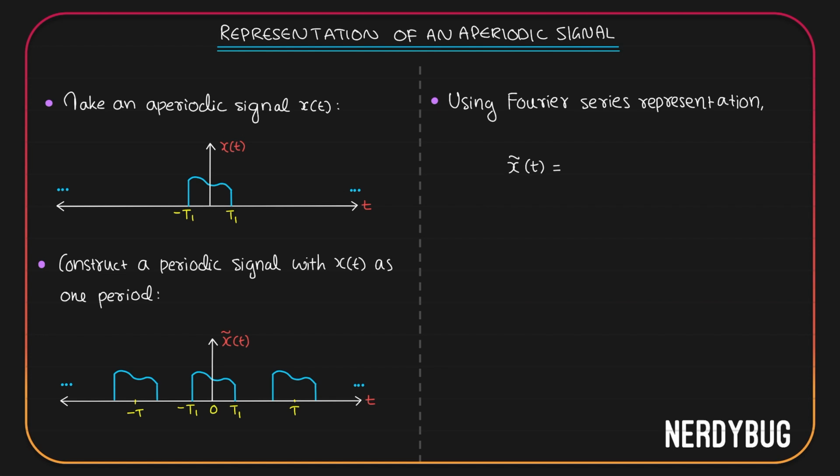x tilde of t is equal to the summation from k equals minus infinity to infinity of a_k e^(jkω0t). Here a_k are the Fourier series coefficients and we can write a_k is equal to 1 by T integral over one time period. So let's take it from -T/2 to T/2, of x tilde of t e^(-jkω0t) dt.